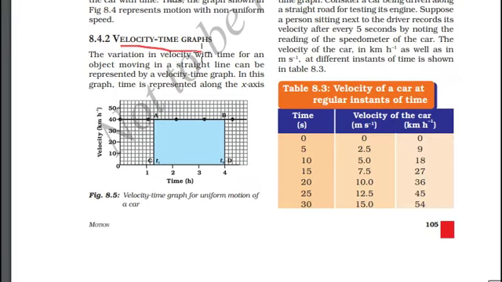Velocity time graphs. Now let us plot a graph where time is represented on the x-axis and velocity is represented on the y-axis. The scale of time is in hours and the unit of velocity is kilometer per hour. The variation in velocity with time for an object moving in a straight line is represented in this graph.